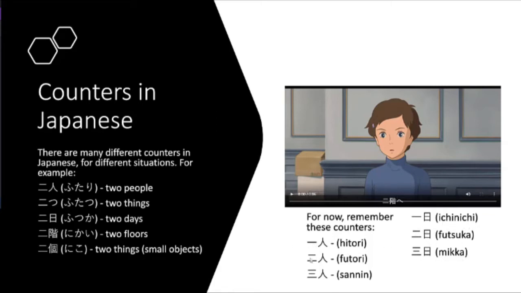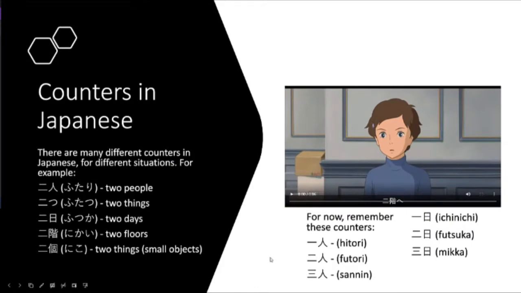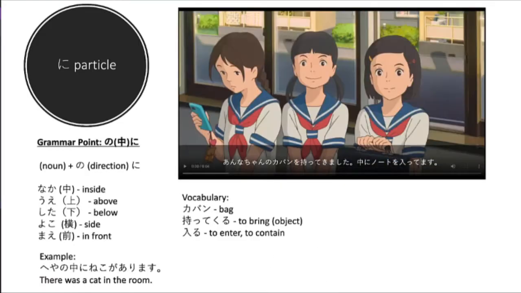Those first two are probably more important because hitori means one person, but it can also mean to be alone. Hitori means alone. And again, futari can mean two people, but it can also mean couple as well. So it's got two different meanings. So yeah, we've got the ni particle. Just a little bit of a grammar introduction.